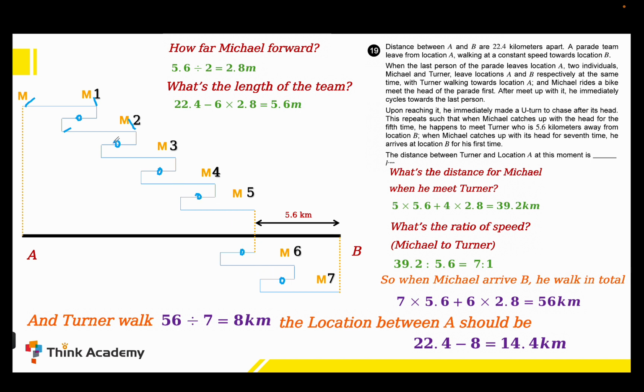in here. Okay, so then find out the distance and remember the time when they meet. The time is the same. Then we can find the ratio of speed. Then use the ratio of the speed and we can find the total distance Michael ran by the time he arrived at B. We can find out how much distance he turned around, and use the whole distance minus that distance. We can find the location between A and Turner's place. Okay.